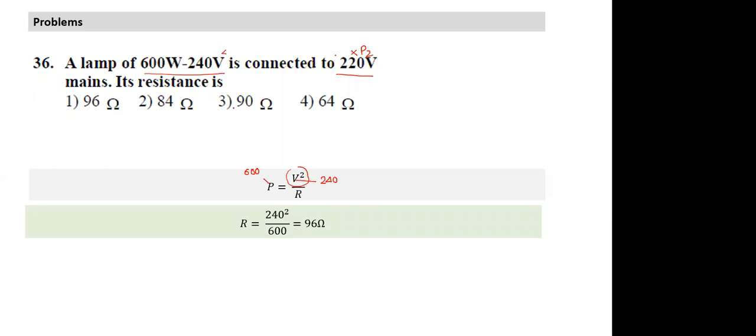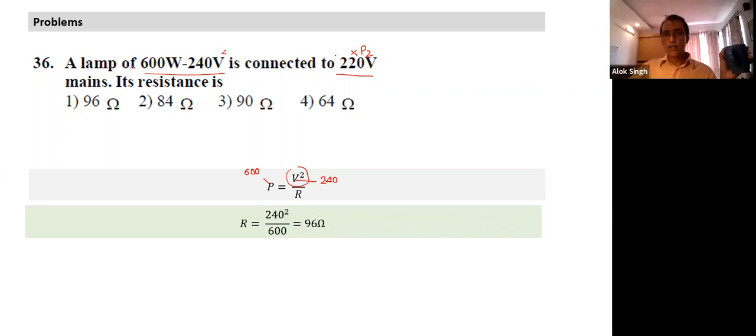Will this lamp, if I connect across 220 volts, consume the same power, less power, or more power? Don't answer, I'll ask some of you. What is my question? This bulb, if I connect across 240 volts, consumes 600 watts of power, and gives that kind of brightness. More is the power consumption, greater is the brightness for a normal bulb.